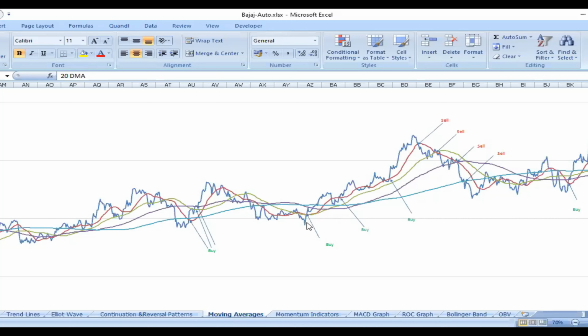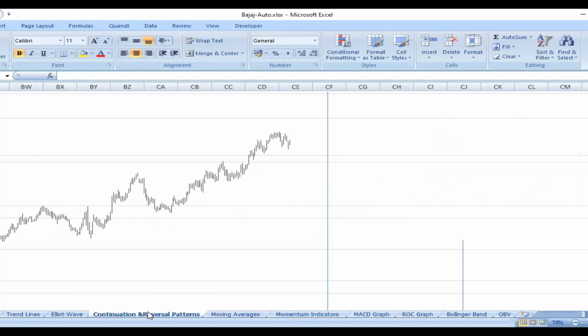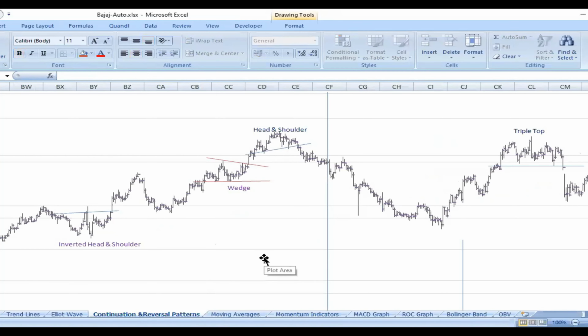So I would say if it is high volatility, use a short duration indicator. If it is low volatility, use a longer duration moving average. That is how you can use it. And I will come back to this also.